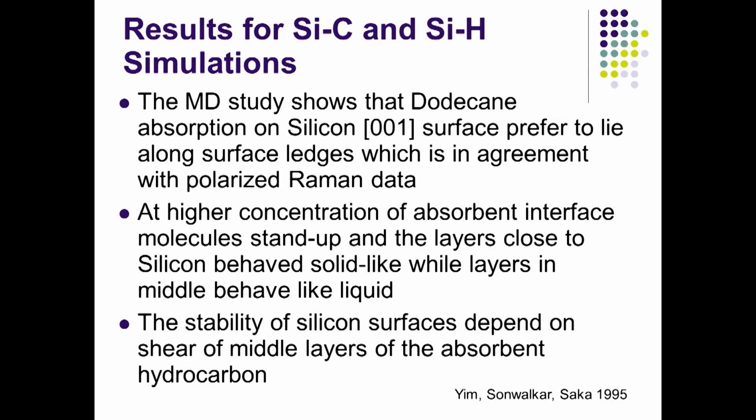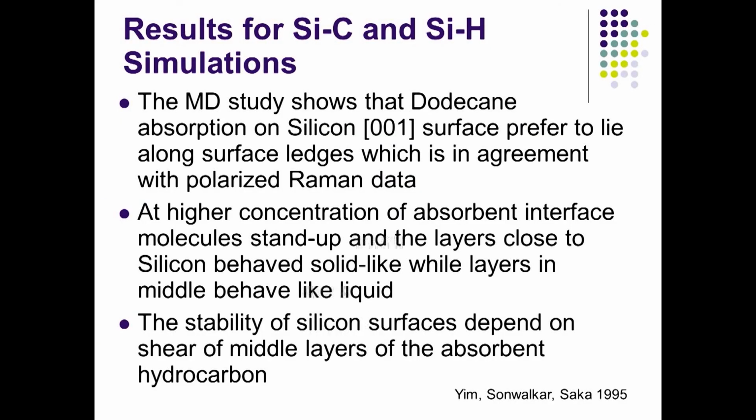If you go to higher concentration of absorption, we saw that the molecules stand up, they stack up, and the layer close to the silicon behaves solid-like, while the layers in the middle behave liquid-like. The boundary lubricant has to behave solid-like, which is a preferred model, but the liquid-like layer helps a lot in overcoming the friction. So, you do want a certain liquid-like layer present, while you want to make sure you do not lose the solid-like behavior of the layers which are boundary lubricated.